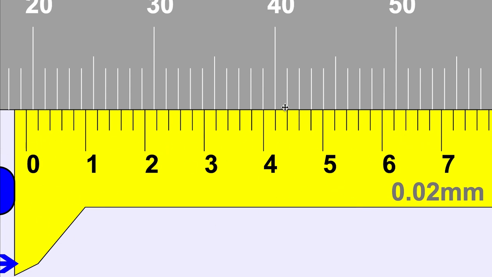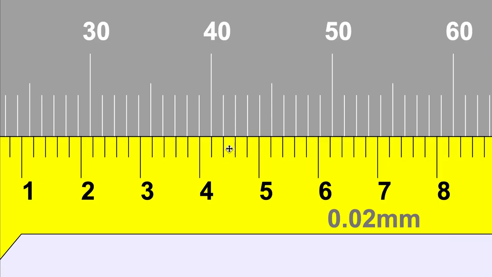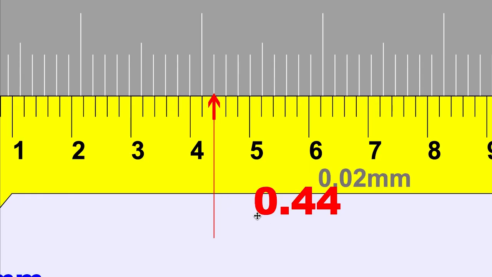Now we're going to find a marking of this Vernier scale which is exactly aligned with the marking of the main scale. And so the marking that is exactly aligned with the main scale is this one. What is this marking? How are we going to read it out? So basically this marking over here represents 0.40 millimeters. And then after this marking we have 0.42 millimeters and then this marking is 0.44 millimeters.